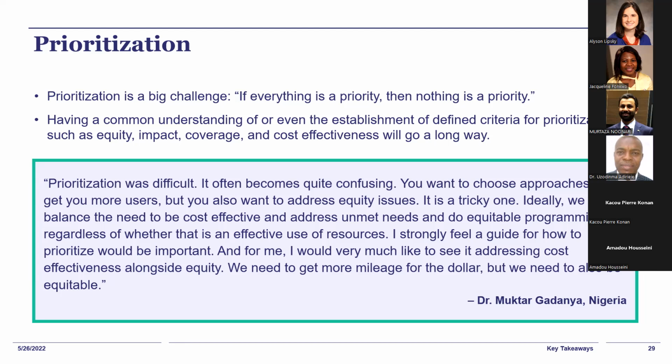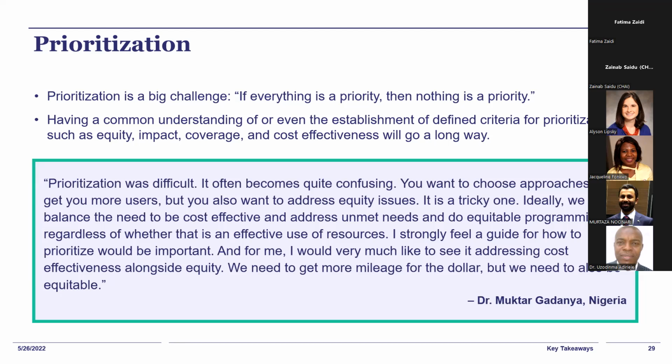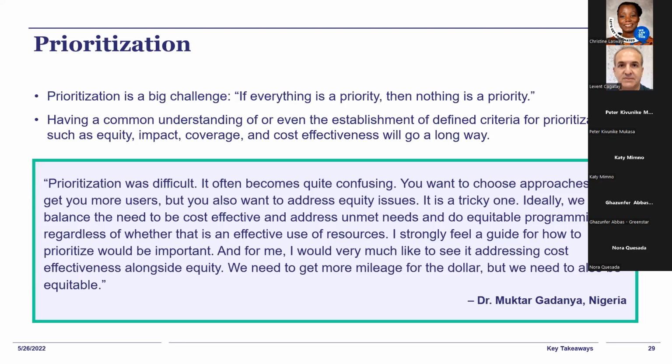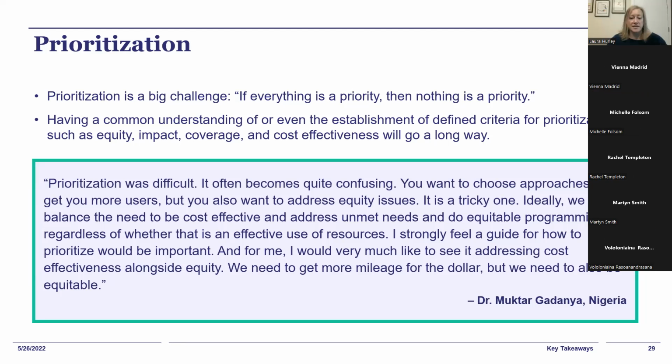You want to choose approaches that get you more users, but you also want to address equity issues. It's a tricky one. So we must balance the need to be cost effective and address unmet need and do equitable programming, regardless of whether that is an effective use of resources. We need more mileage for the dollar, but we need to also be equitable. So this quote really lays out the tension that we often feel between cost-effective high-impact practices and ensuring equity through interventions that are often not high-impact or cost-effective.